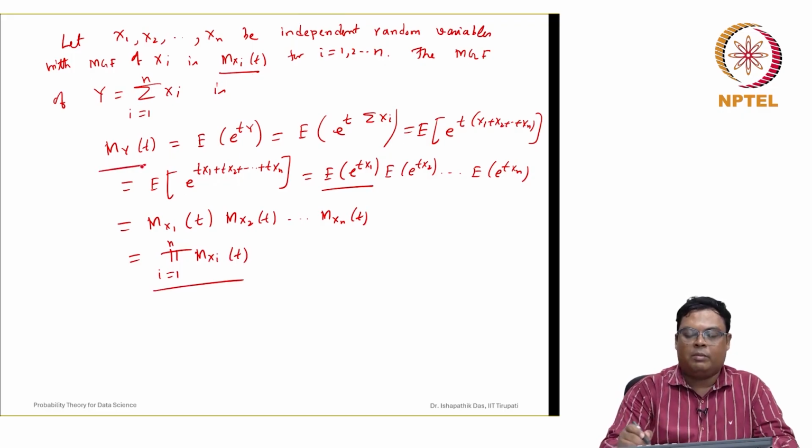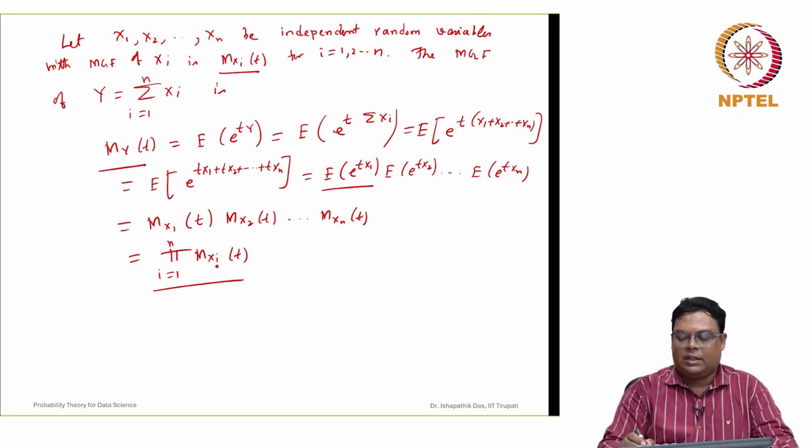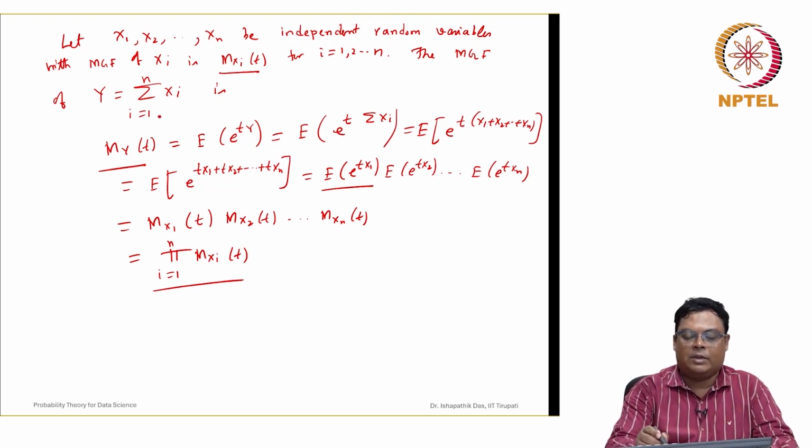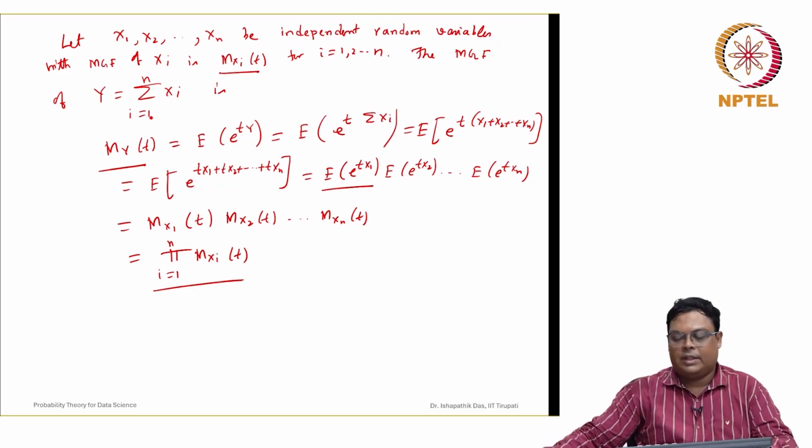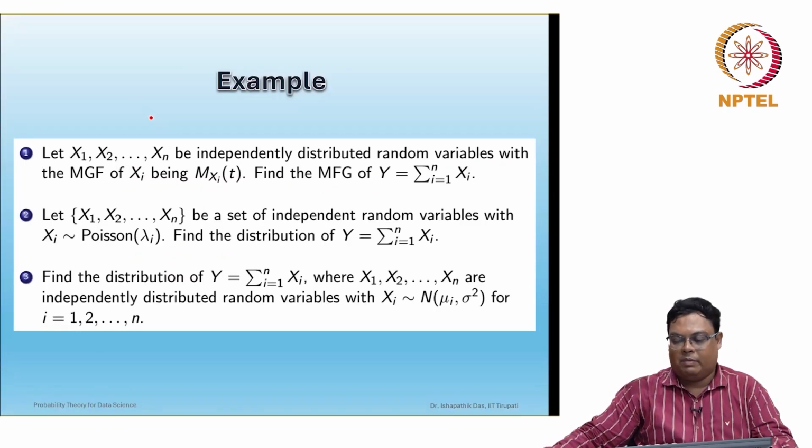So if you know the moment generating functions M_Xi(t) of the independent random variables, then you just multiply those moment generating functions to find the moment generating function of the sum of these random variables. This is one property of moment generating functions. So hopefully you have understood it. Next we will discuss this example.